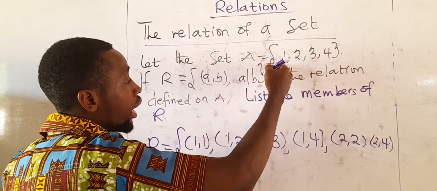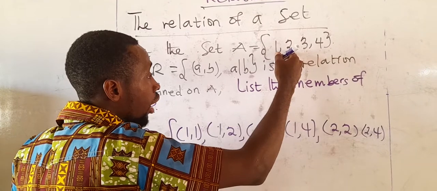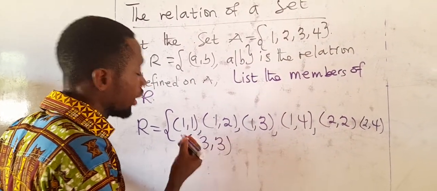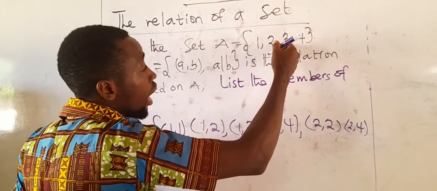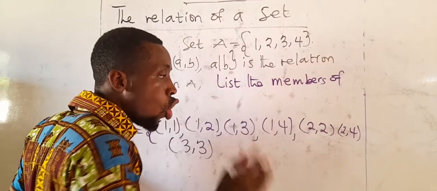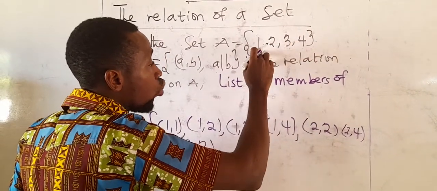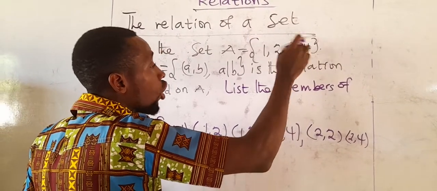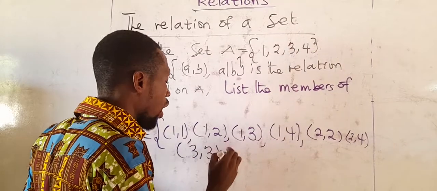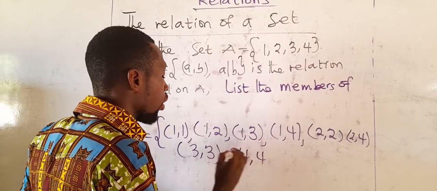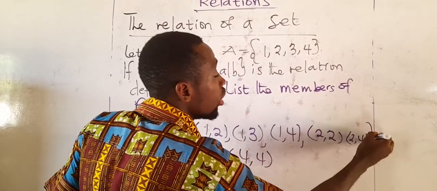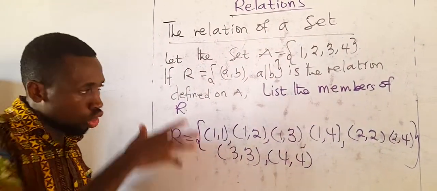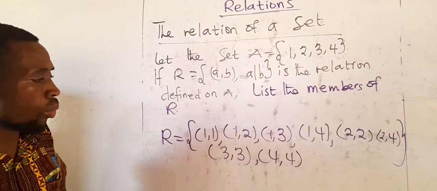Can 3 divide 1 without a remainder? No. Can 3 divide 2? No. Can 3 divide itself? Yes. Can 3 divide 4? No. Can 4 divide 1? No. Can 4 divide 2? No. Can 4 divide 3? No. But 4 can divide itself without any remainder. Then this becomes the relation R. I hope you get that. I'll solve one more question on this so that you'll be abreast with it.